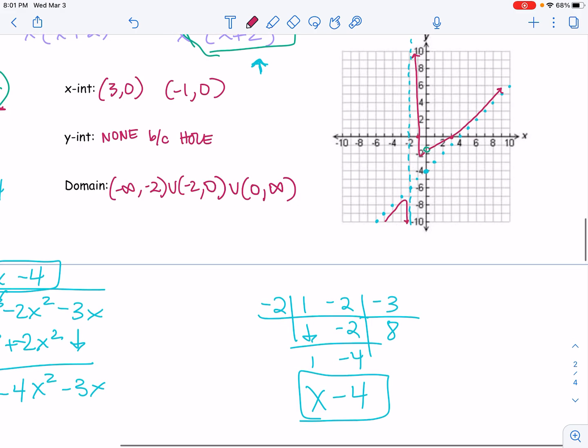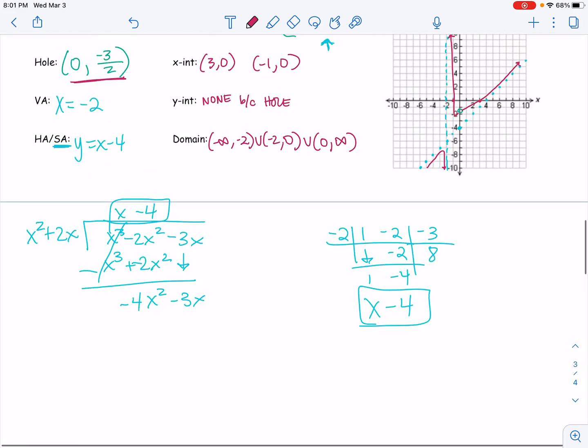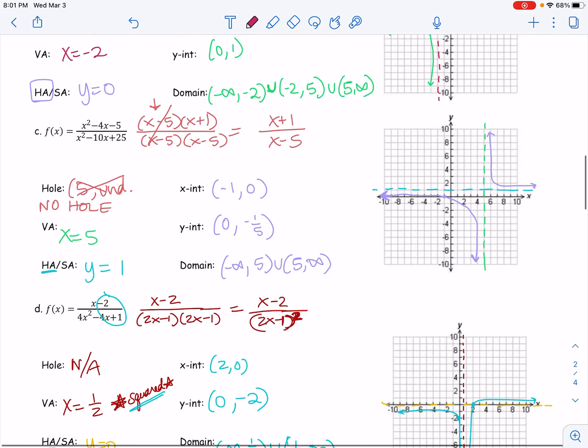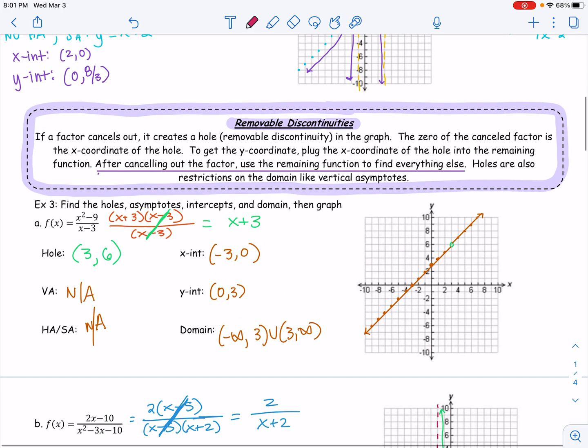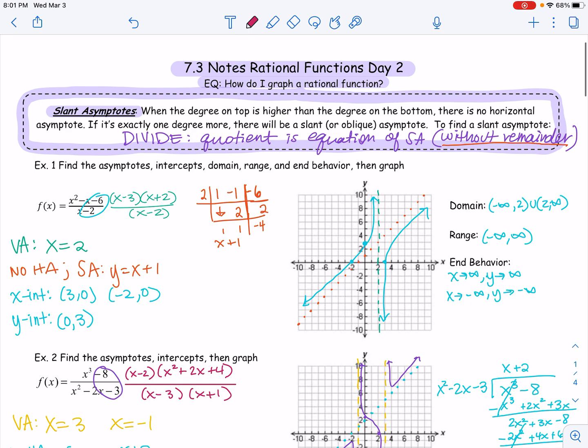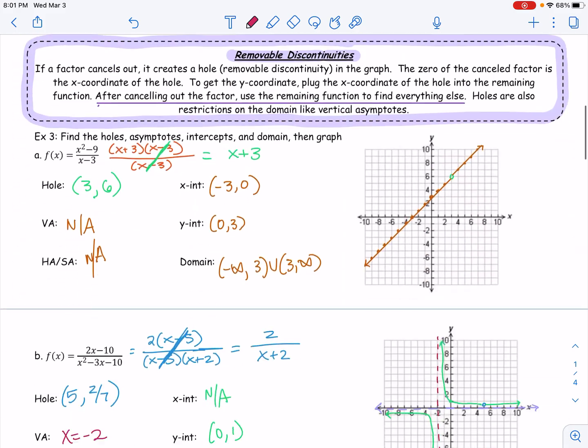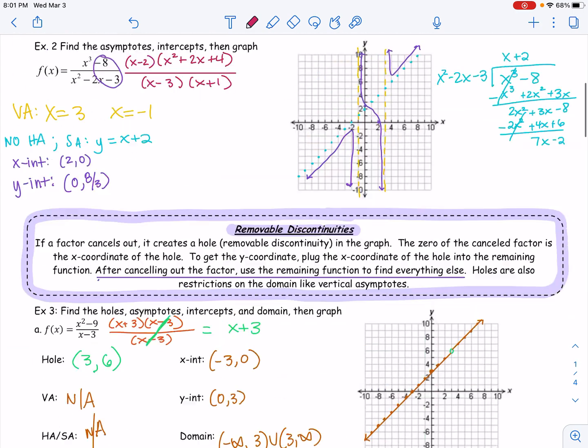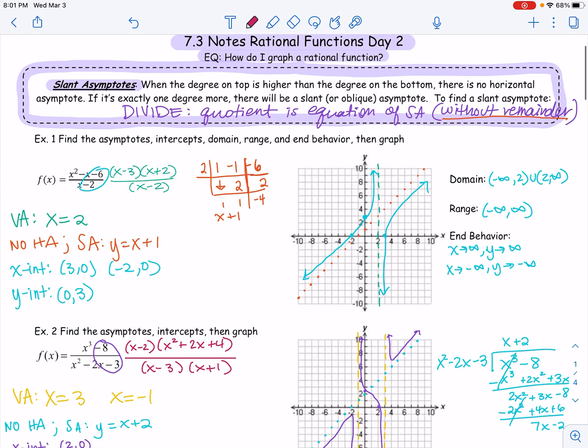And there we have it, ladies and gents. Nothing new or nothing too different, but we did talk about those removable discontinuities, the holes. And if you have no horizontal asymptote, you technically could have a slant asymptote if it is 1 degree higher at the top. Practice, practice, practice. As you can tell, factoring is very important. The more you do, the better you are.